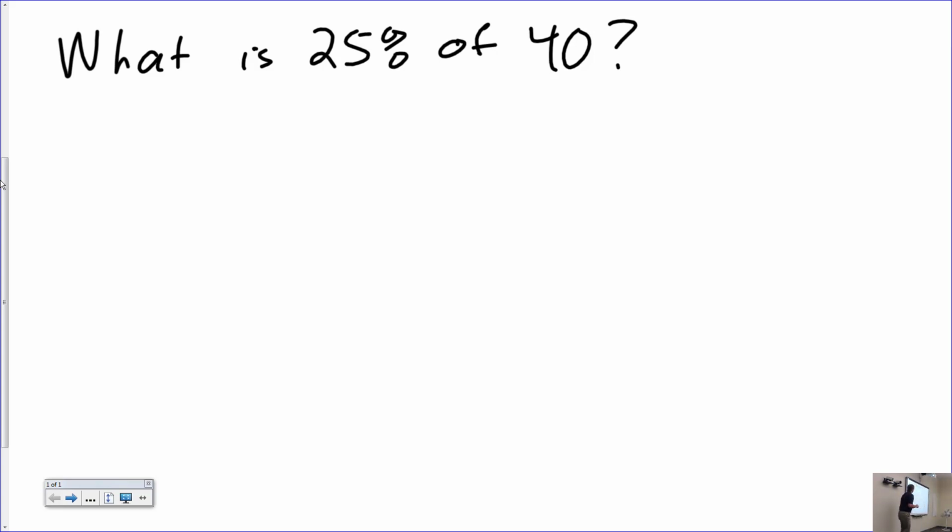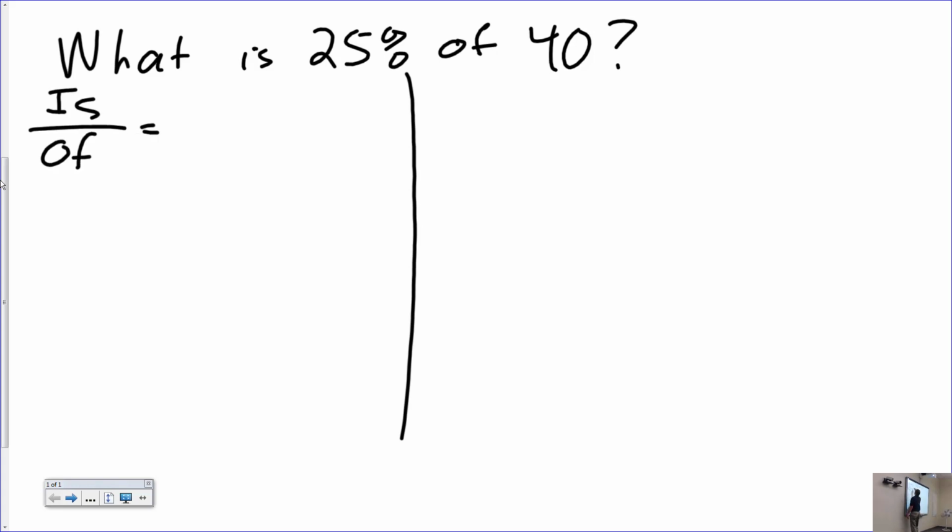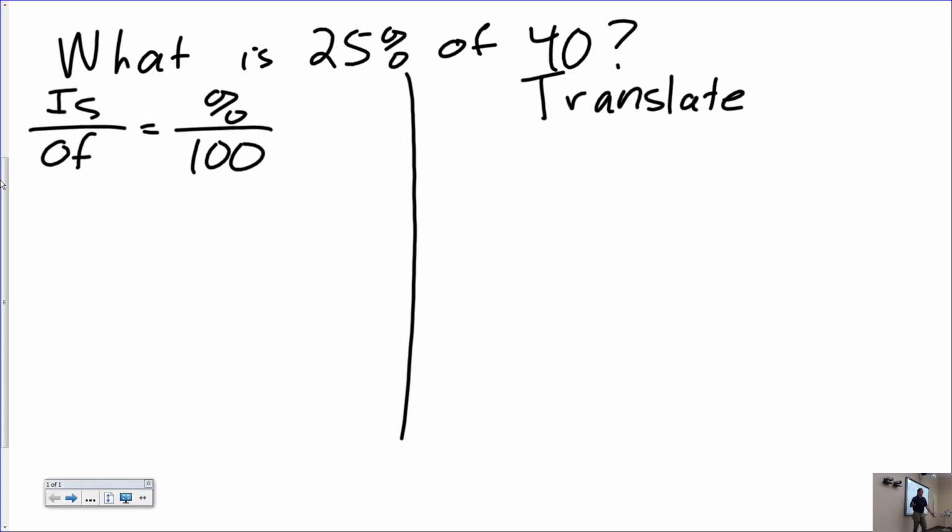All right, so what is 25% of 40, folks? When you do these problems, when it's a nice little one-sentence problem, there are 2 techniques that you can use. One technique is to use the proportion method to solve it, where you use is over of equals percent over 100. The other technique that I try to show students is the translate method. Okay, so those are 2 standard techniques you can use to solve one-sentence percentage problems.